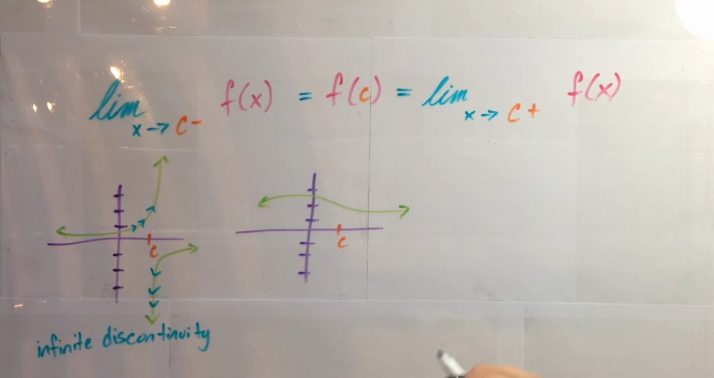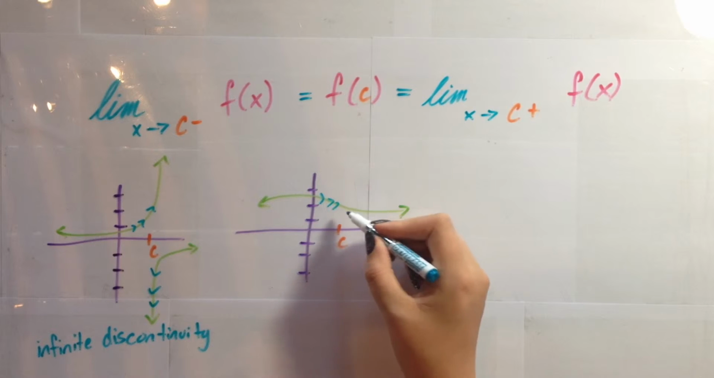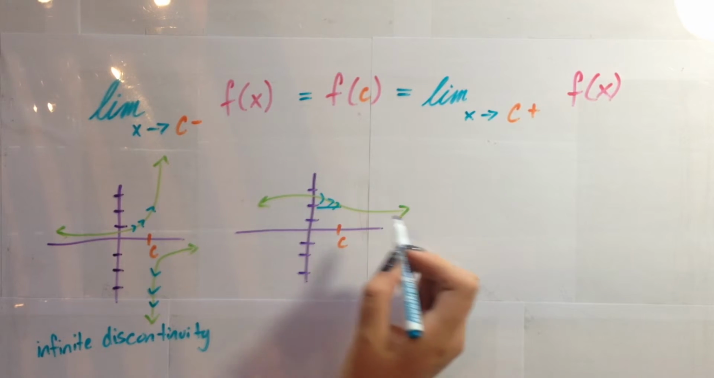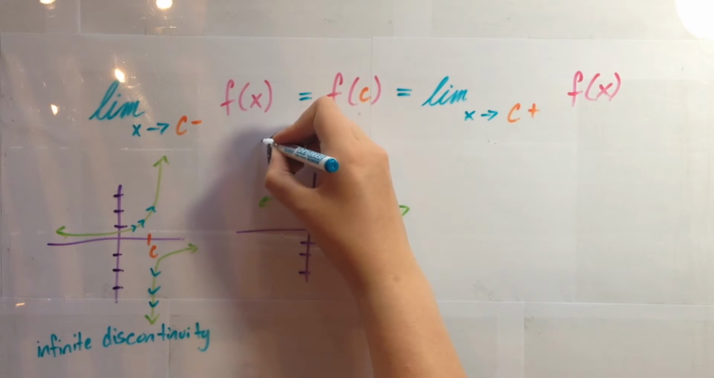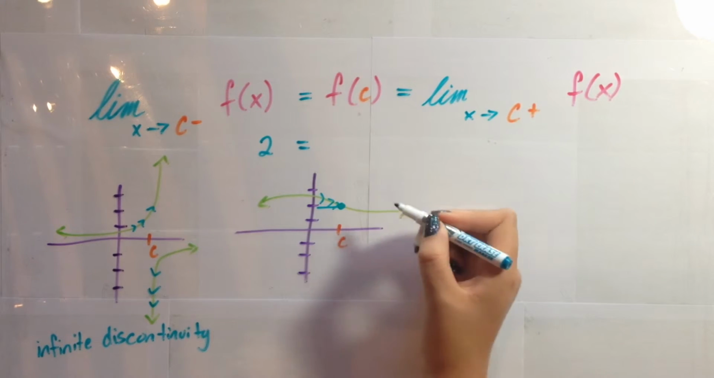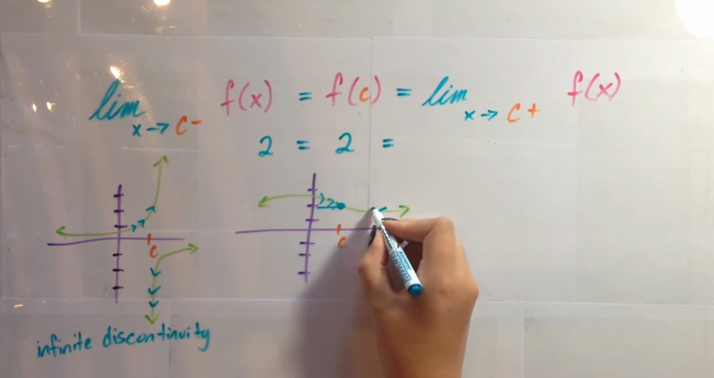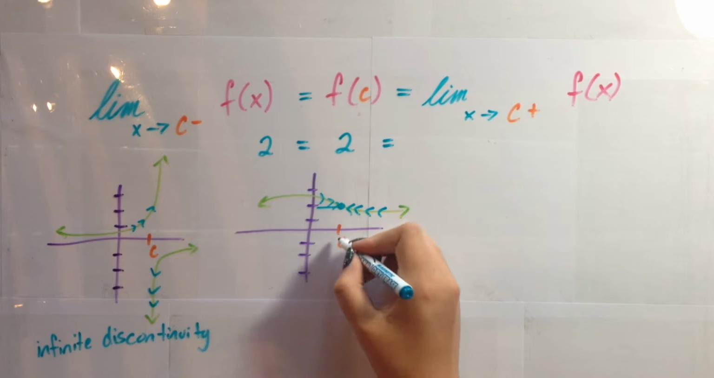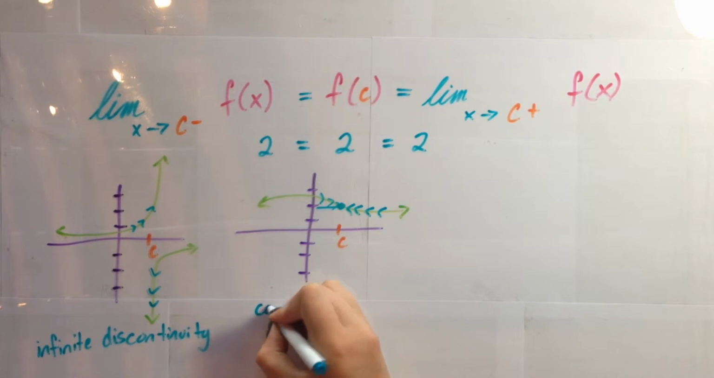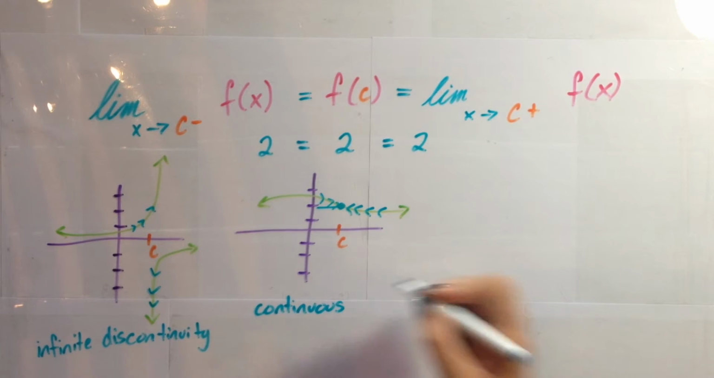In our next example, we start the same way, going from the left side towards c. Our value at this point is approximately 2. Next, we look at the value at the actual point of c. Again, it's 2. Finally, going from the right side towards c, we can see our value is once again 2. Because all of these values are the same, our graph is continuous at the point of c.